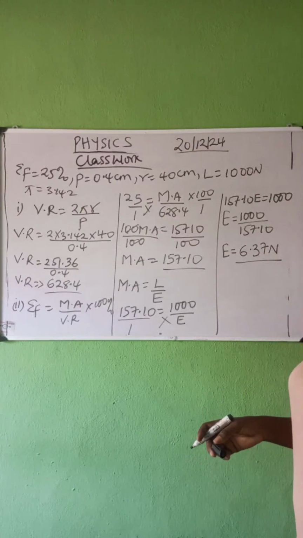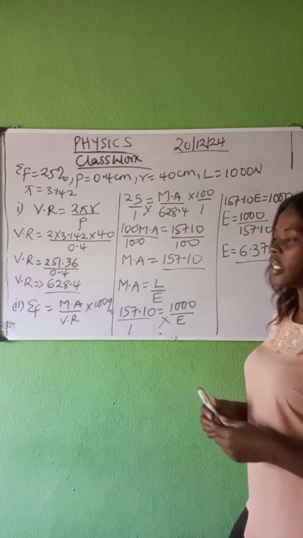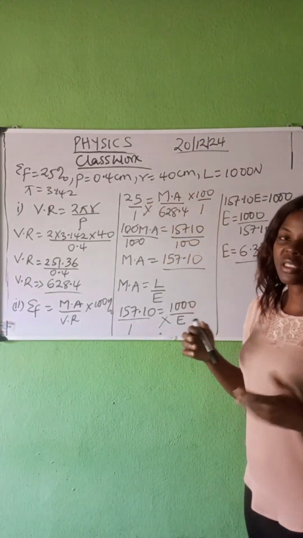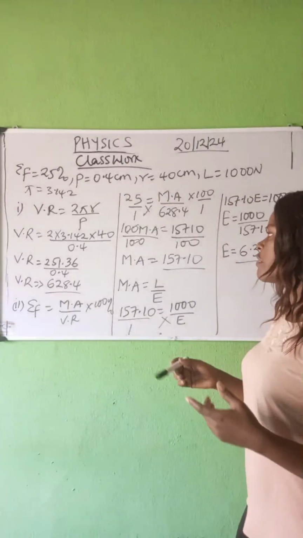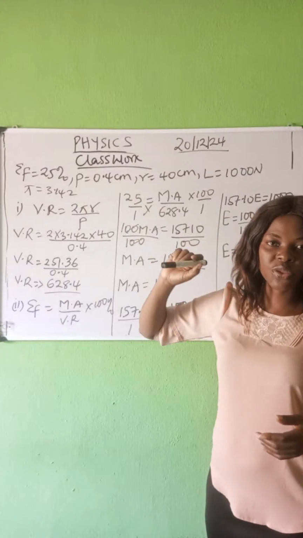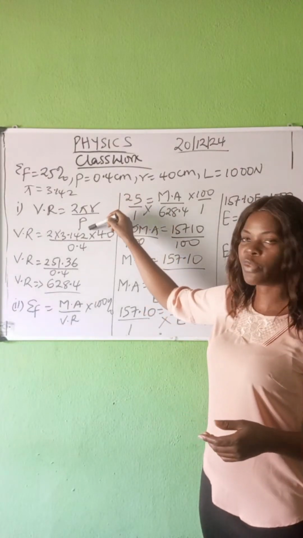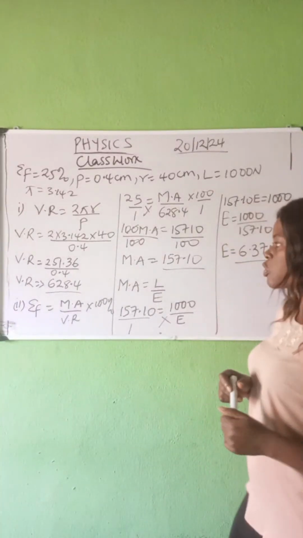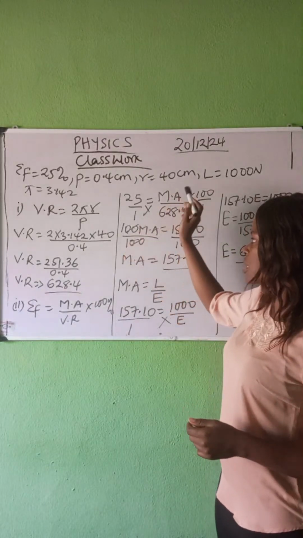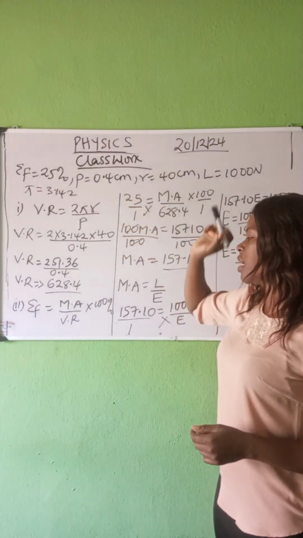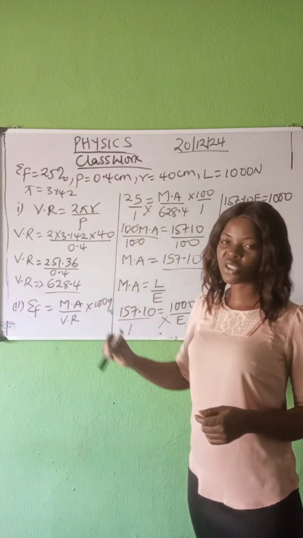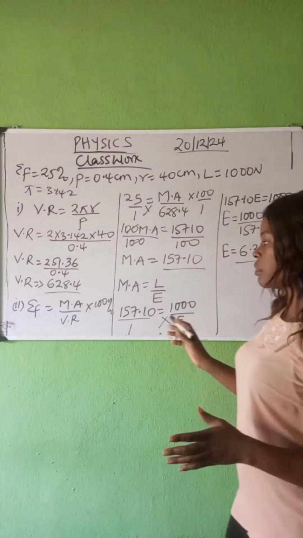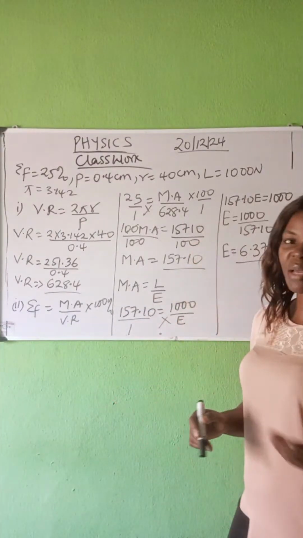Now let me do a recap. In this question, as I said earlier, after setting your parameters, you check if there is need for conversion. My radius and my pitch are the same unit, so we don't need to convert. The first question we are asked is to find the velocity ratio, and the formula is 2 pi r over pitch. My pi is given as 3.142, multiplied by the radius, which is 40, over my pitch, which is 0.4. By the time you work it out, you're going to get your velocity ratio to be 628.4. It has no SI unit because it's a dimensionless quantity.